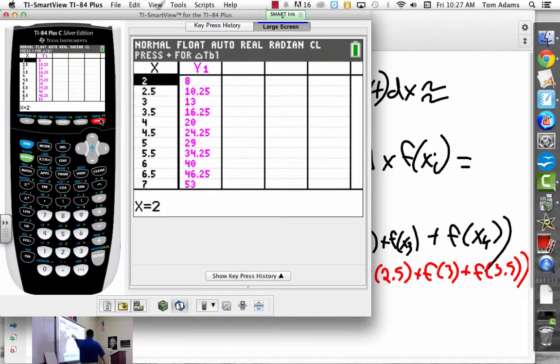All right. So then I have my numbers here, right? 8, 10.25, 13, and 16.25. Those are all the y values evaluated at the corresponding x values. Does that make sense? See what I did? Do you have a question?